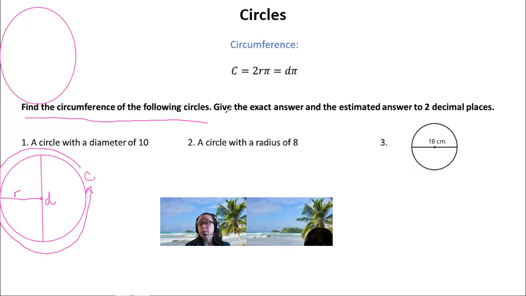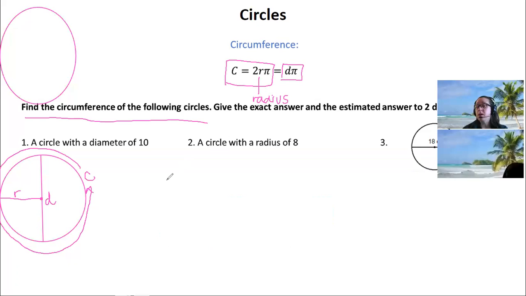Good. So there's two different formulas you could use for circumference. You can use 2 pi r, and that's the formula you would use if you're given a radius. But if you're given a diameter, you want to just do diameter times pi. And you're going to be asked to do two types of answers. They're going to want an exact answer and an estimated answer. It could be confusing because sometimes people think exact answer, I always think decimals, but technically that's not the exact answer, that's a rounded answer.